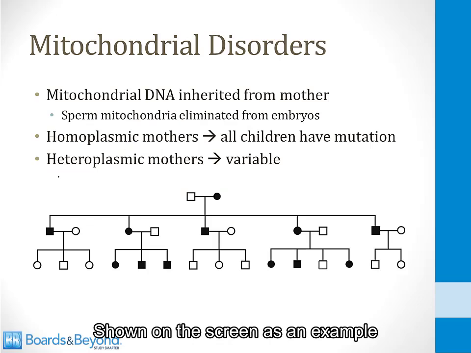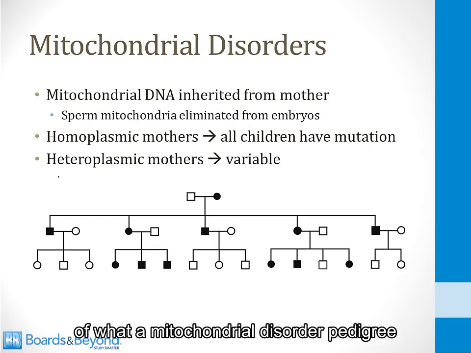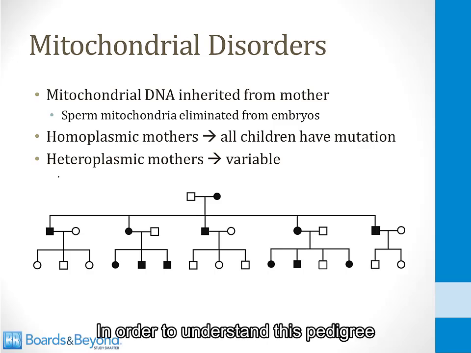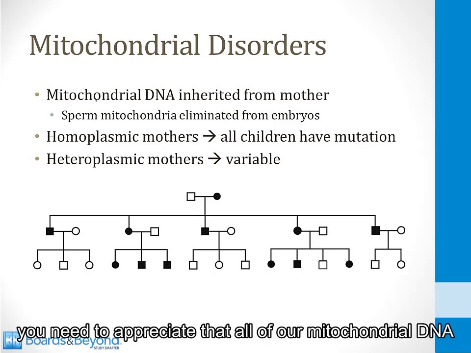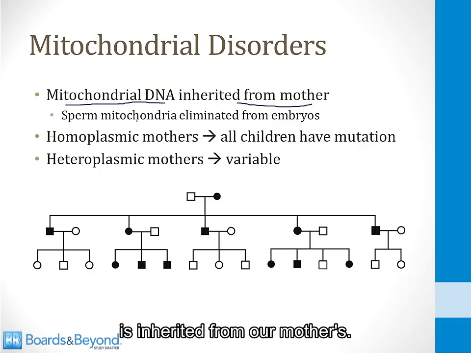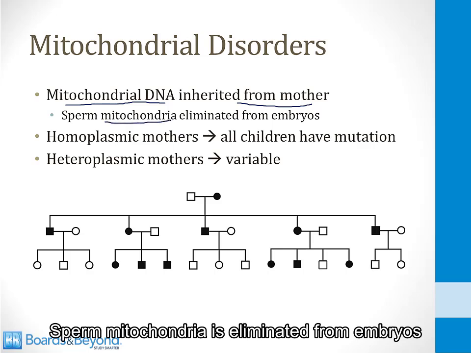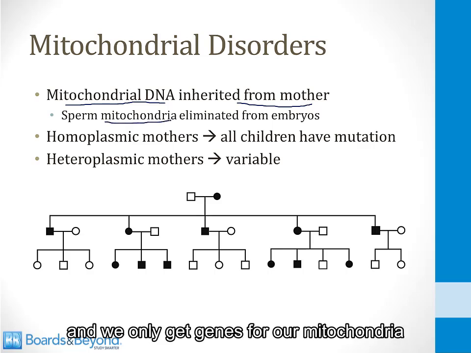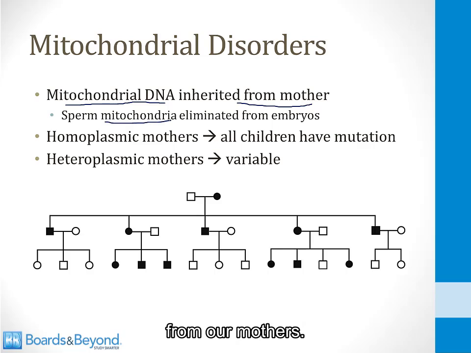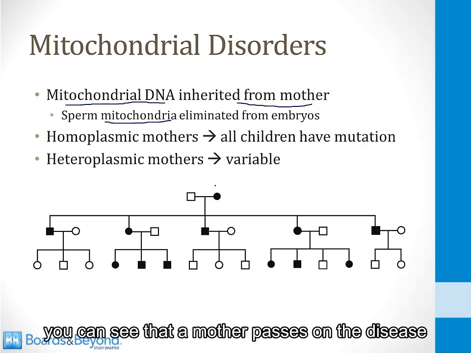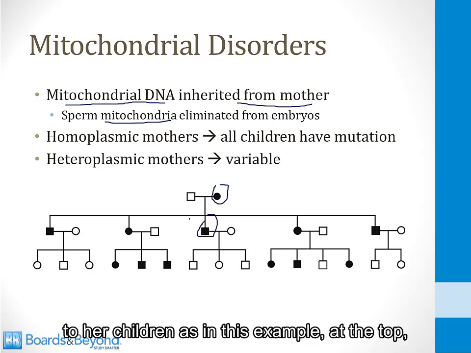Shown on the screen is an example of what a mitochondrial disorder pedigree could look like. In order to understand this pedigree, you need to appreciate that all of our mitochondrial DNA is inherited from our mothers. Sperm mitochondria is eliminated from embryos, and we only get genes for our mitochondria from our mothers. Therefore, if you look at this pedigree, you can see that a mother passes on the disease to her children, as in this example at the top.